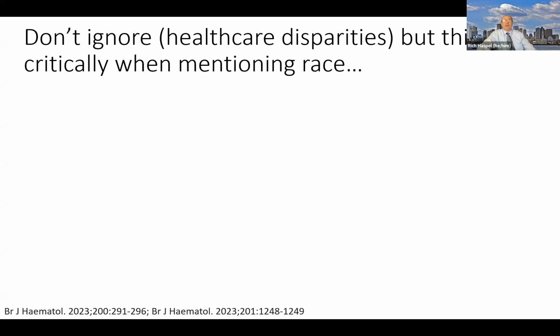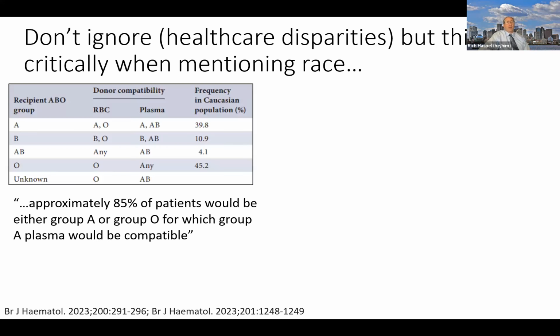So we shouldn't ignore race. There are huge healthcare disparities, at least in the United States, related to biases in people. People look at the color of someone's skin, and there are biases, both unconscious and conscious, that lead to healthcare issues. So I'm not saying ignore, but here's an example.